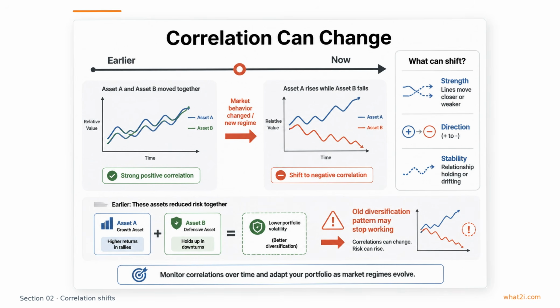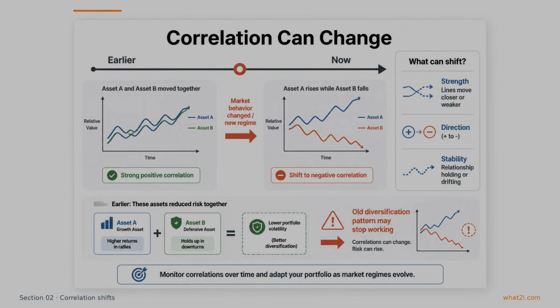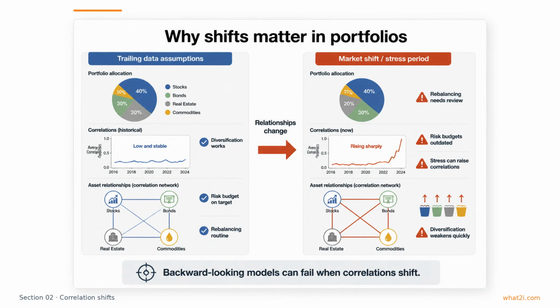So the real question for investors is not just what the correlation was, but whether it is staying stable or moving into a new regime. Correlation shifts matter because many portfolio models rely on trailing historical data. If those old relationships no longer describe the present market, your risk estimates can become stale very quickly. Rebalancing rules that once made sense may need review, and risk budgets can drift away from their intended levels.